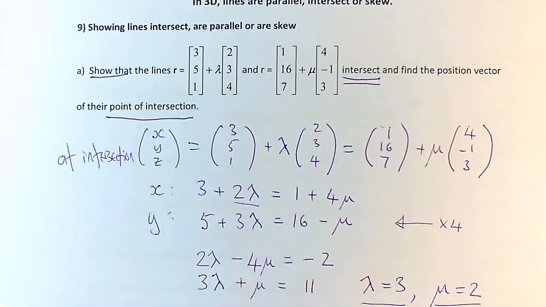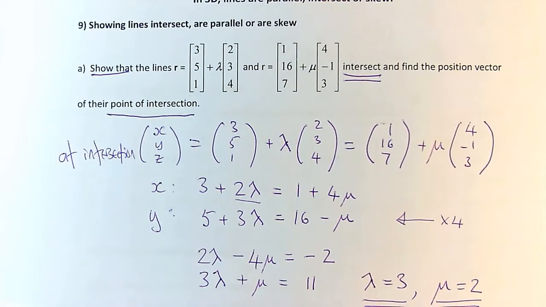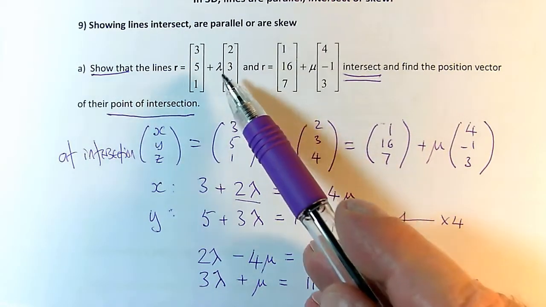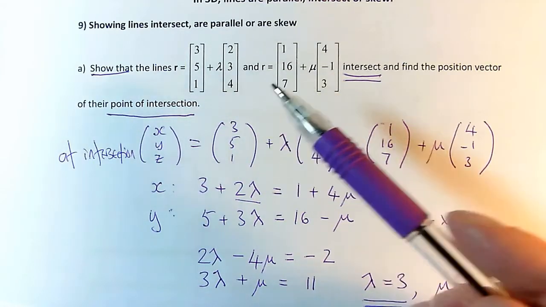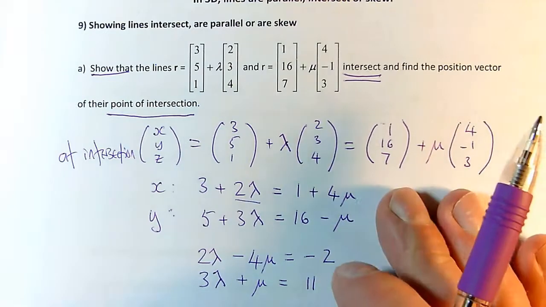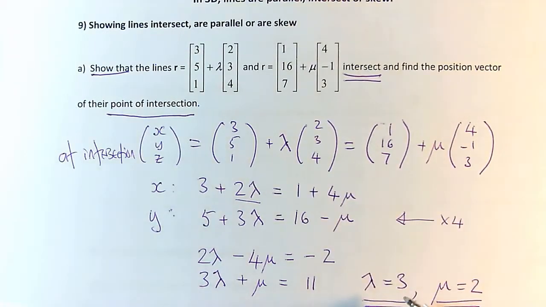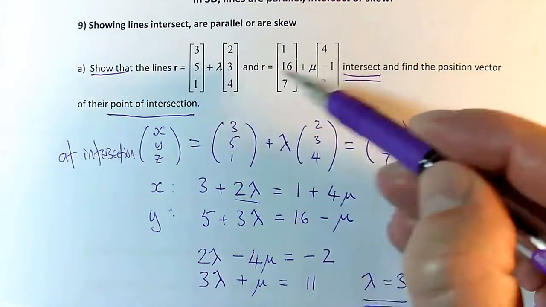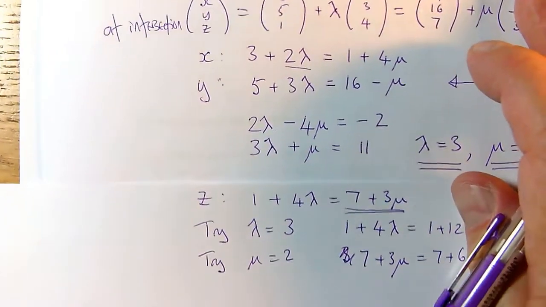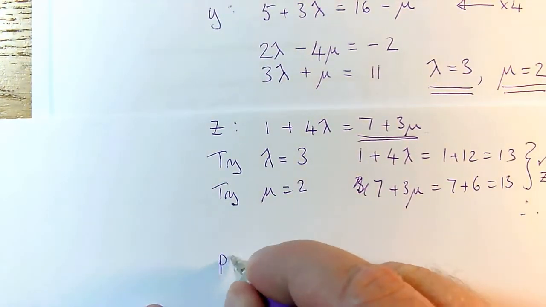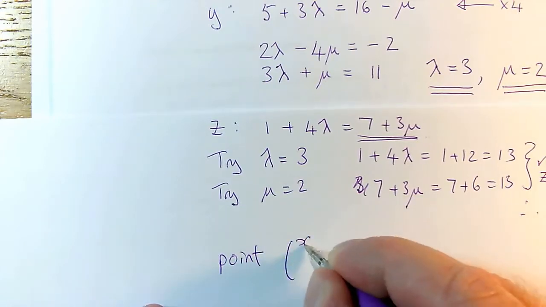So now I've done the first part of the question, which was showing the lines intersect. But now I've got to find the position vector of the point of intersection. So I now know a value of lambda and a value of mu, and both of them generate the same point. I haven't yet worked out what that point is. All I need to do now is take either the lambda or the mu, or if I feel like it, both, and use either this equation or that equation, or both, to work out the point.